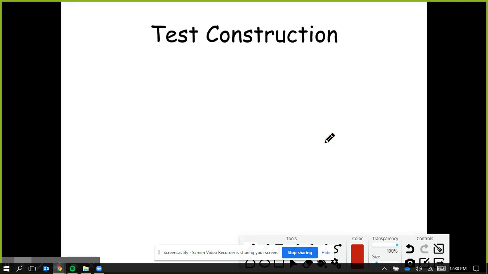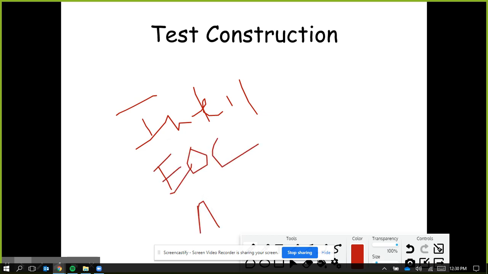So now we got to talk about test construction. How do we construct a meaningful test, whether it's an intelligence test or an EOC or an AP exam or any of those things? How do we construct a meaningful test, one that we can get good data out of?